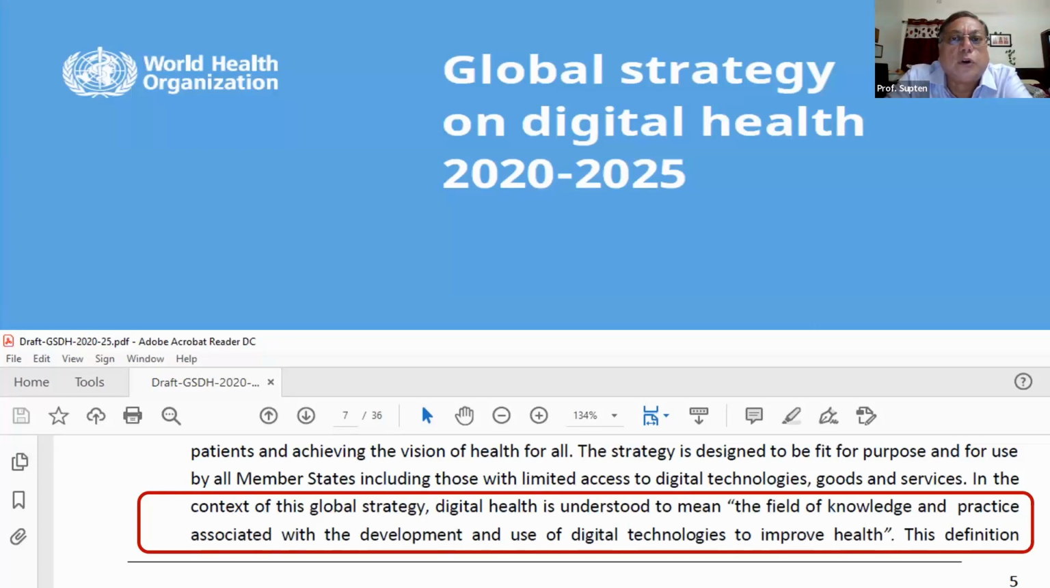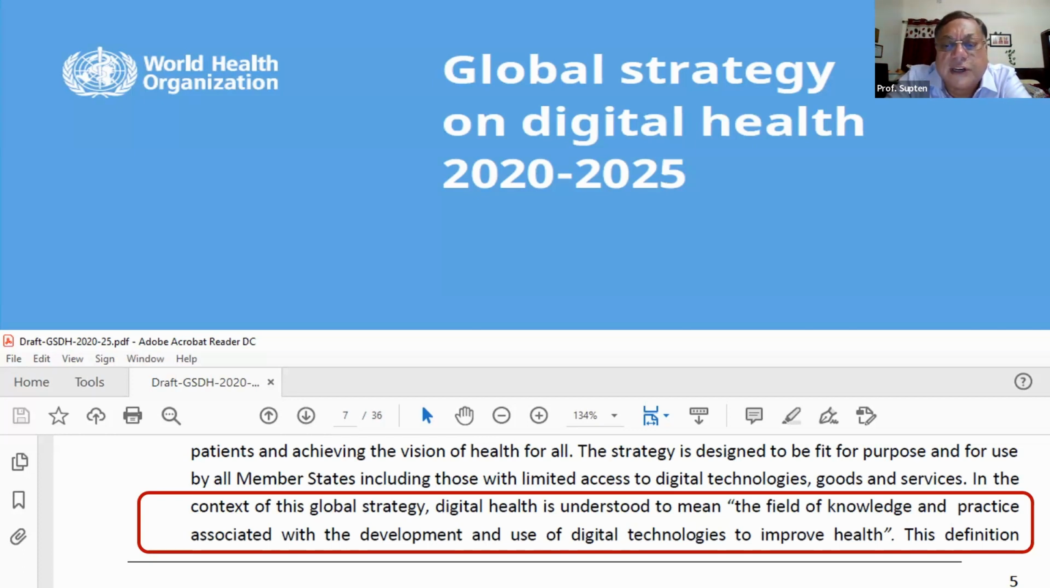So if you look at this global strategy on digital health, the World Health Organization had formed this division of digital health in February 2019. So just about 4 years back, 4.5 years back. And this is the first thing they have done. They have brought out this global strategy on digital health 2020 to 2025.